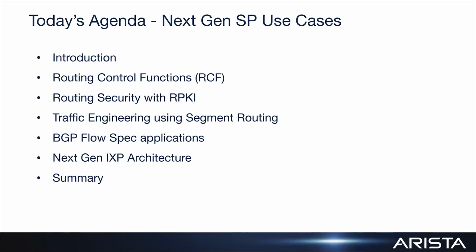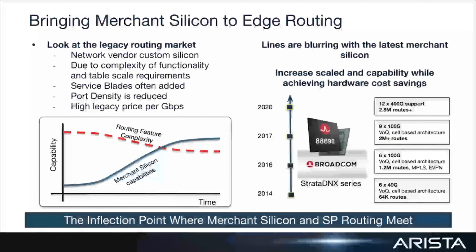But before we get going, I'd just like to quickly refresh you on the foundations we have for service provider routing at Arista. And of course, combining our extensible operating system EOS with the latest in merchant silicon. If we take a look at the legacy routing market, traditionally vendors have used their own custom routing silicon, and that's primarily been because of the complexity of functionality that service providers require, and also the scale requirements that come with that. But there are a number of challenges around that.